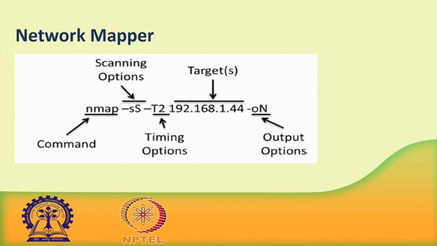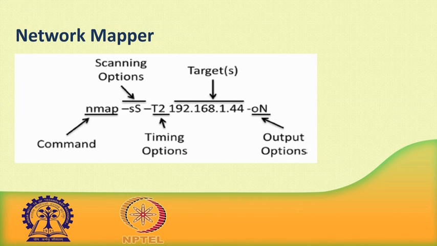Normal mode is the default, and so dash capital T3 does nothing. Aggressive mode speeds up scans by making the assumption that you are on a reasonably fast and reliable network.